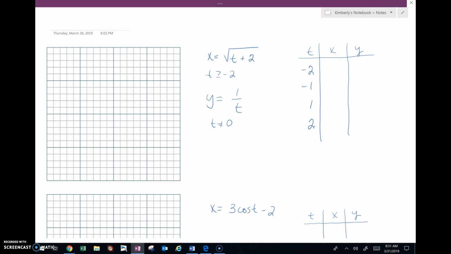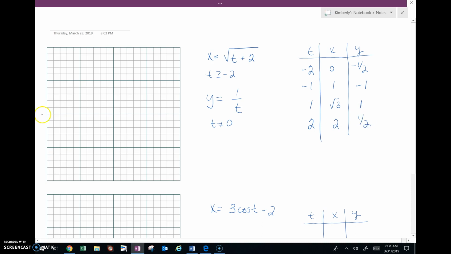So if t is -2, then x is 0, y is -1/2. t is -1, x is 1, y is -1. Notice I'm skipping over 0, but there are an infinite number of values I could use between -1 and 1. When t is 1, x is √3, and y is 1. And then at 2, you have the point (2, 1/2).